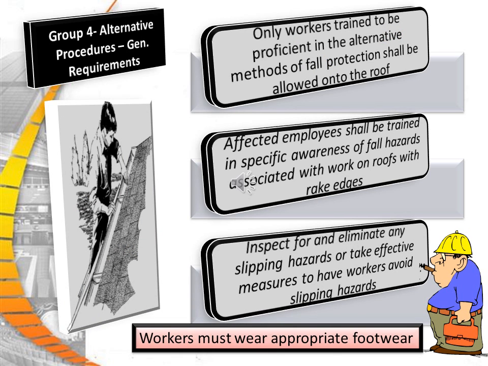General requirements for Group 4 alternative call for only workers trained to be proficient in alternative means of fall protection shall be allowed onto the roof. Affected employees shall be trained in specific awareness of fall hazards associated with work on roofs with rake edges. They shall inspect for and eliminate any slipping hazards or take effective measures to have the workers avoid slipping hazards. Workers must wear appropriate footwear.